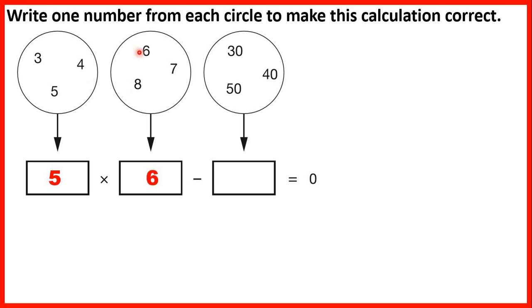So 5 times 6 gives us 30, and then if we subtract 30, we'll get 0. Or we could have 5 times 8, because that gives us 40, and then 40 minus 40 gives us 0 as well. So there are two different possible solutions for this question.